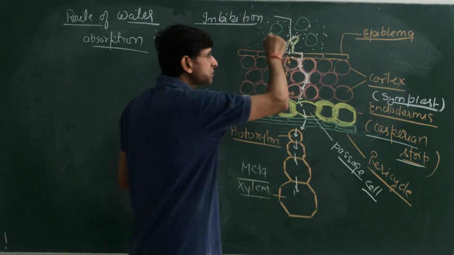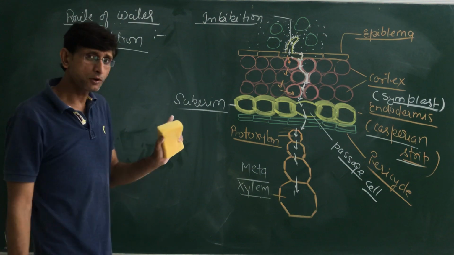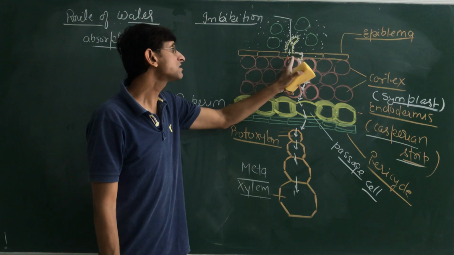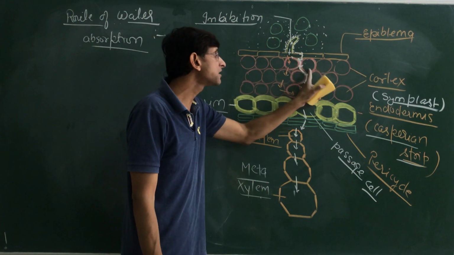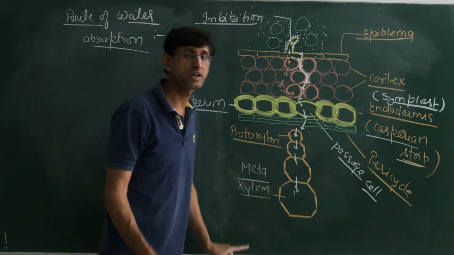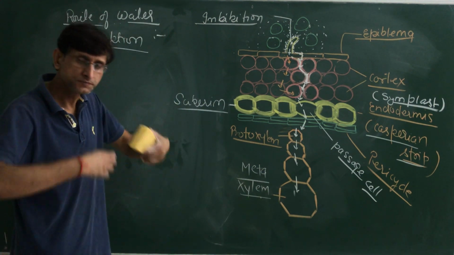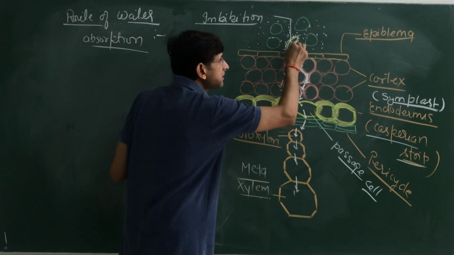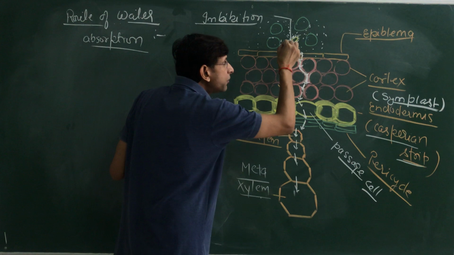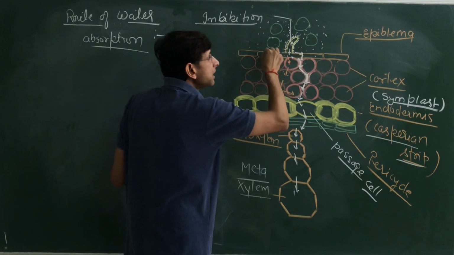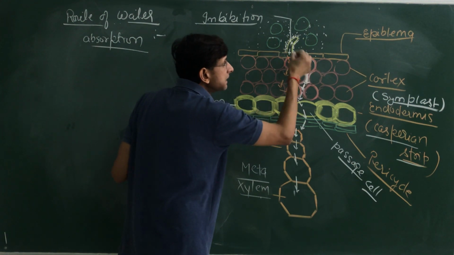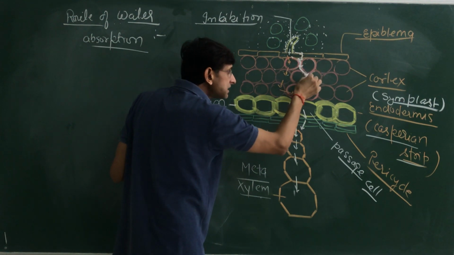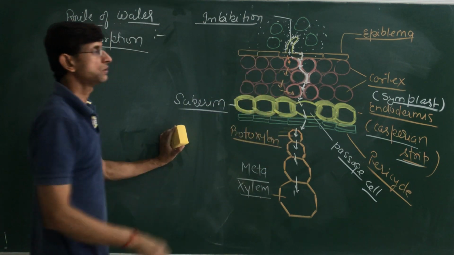But the important route is the apoplastic pathway, and the apoplastic pathway includes the cell walls and intercellular spaces, because there is no hindrance of any kind of cytoplasm. So this apoplastic pathway is easier for water to move through. You can see the water enters into the root mostly from the apoplastic pathway. It moves in between the intercellular spaces of cortical cells as well as their cell walls, and then it reaches up to the endodermis.